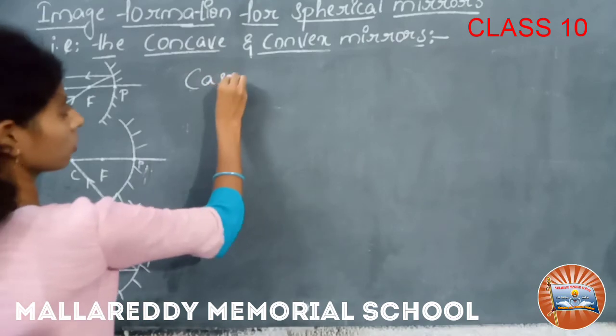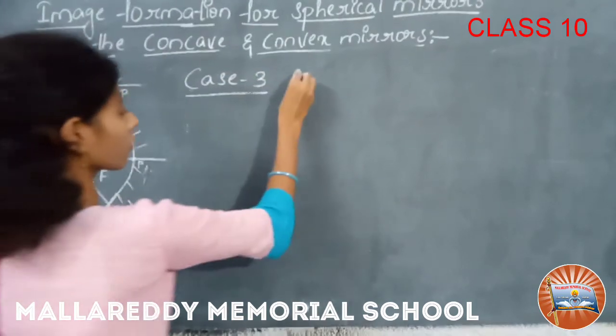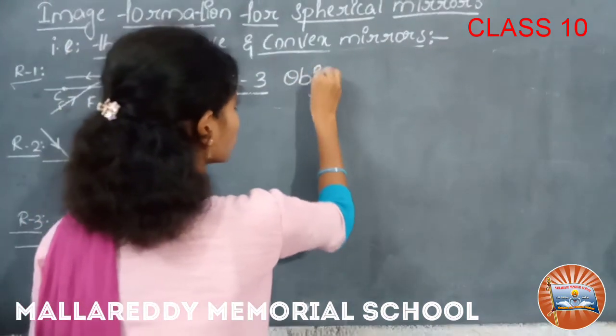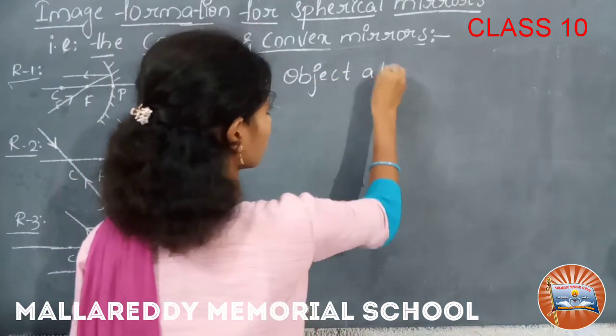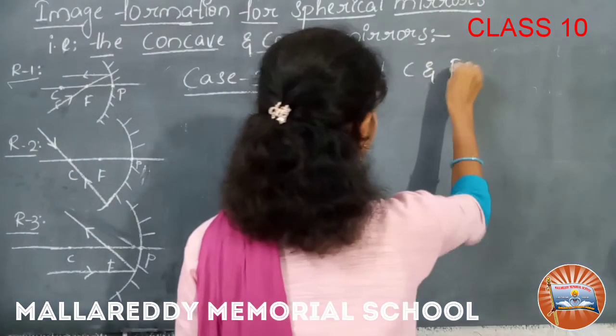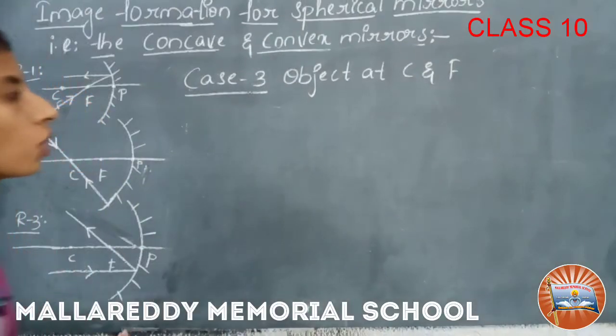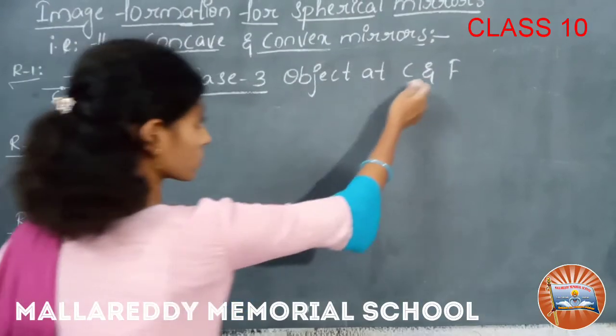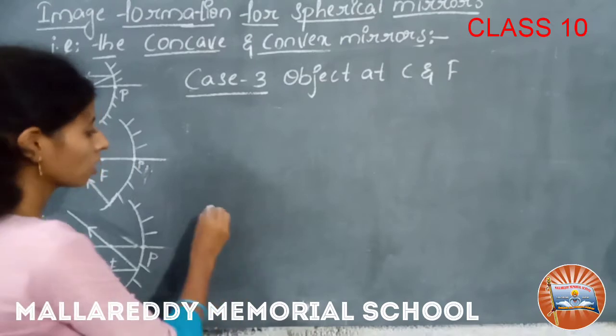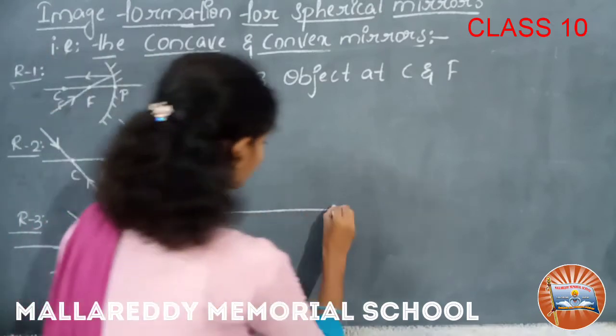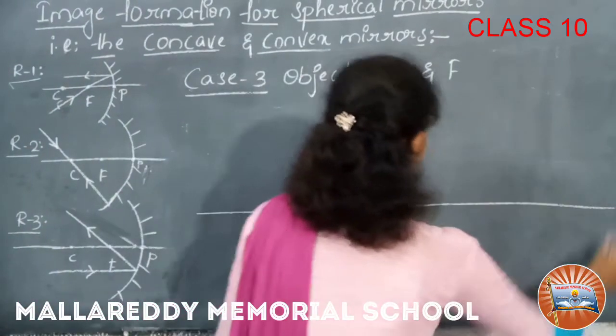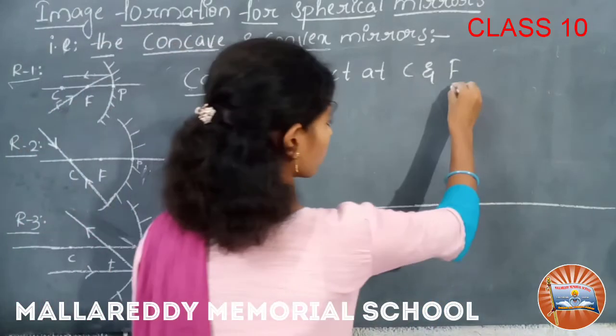Now case 3 is the object between C and F. So when the object is between the center of curvature and the principal focus, now here we have to draw the concave mirror.